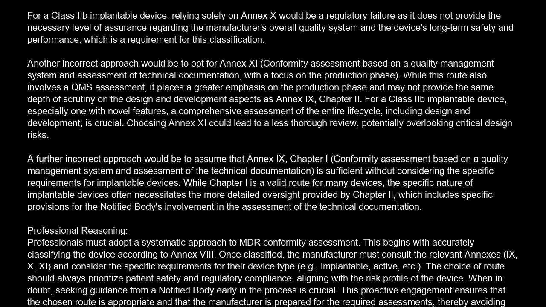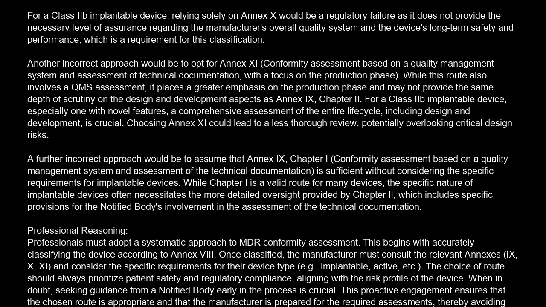Another incorrect approach would be to opt for Annex XI, conformity assessment based on a quality management system and assessment of technical documentation, with a focus on the production phase. While this route also involves a QMS assessment, it places a greater emphasis on the production phase and may not provide the same depth of scrutiny on the design and development aspects as Annex IX, Chapter II. For a Class IIb implantable device, especially one with novel features, a comprehensive assessment of the entire life cycle, including design and development, is crucial. Choosing Annex XI could lead to a less thorough review, potentially overlooking critical design risks.